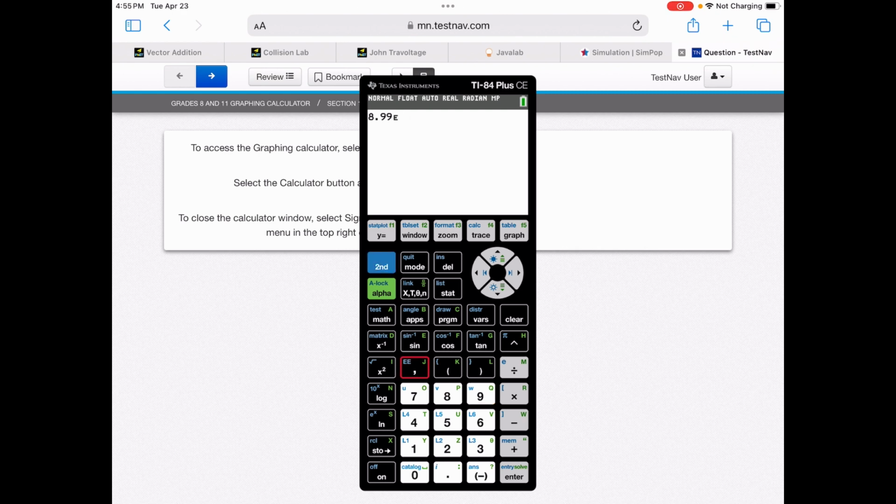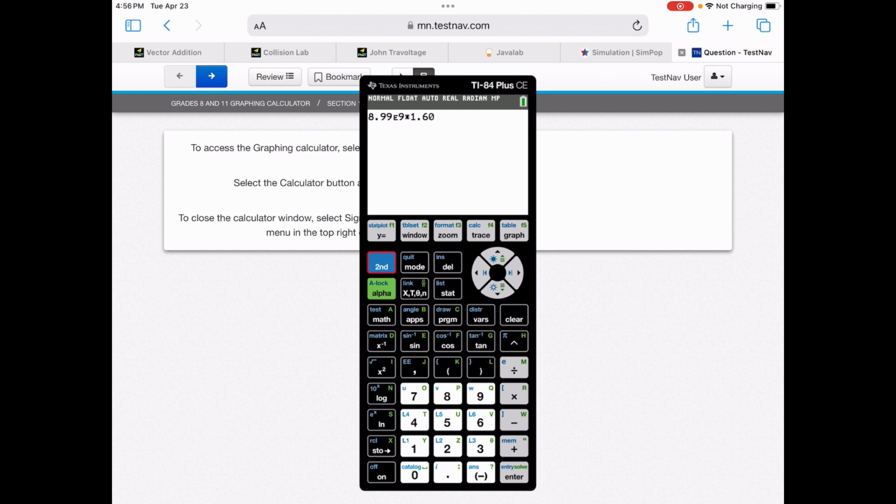Okay, and that means 8.99 times 10 to the power of 9. Okay, so that's what that means now. My calculator knows exactly what I mean, and it's not going to get confused. So that's K. We want to do KQQ, so times 1.6 times 10 to the power of negative 19.